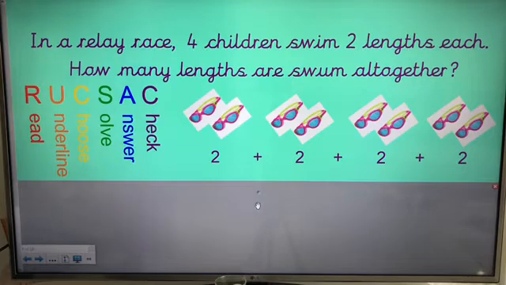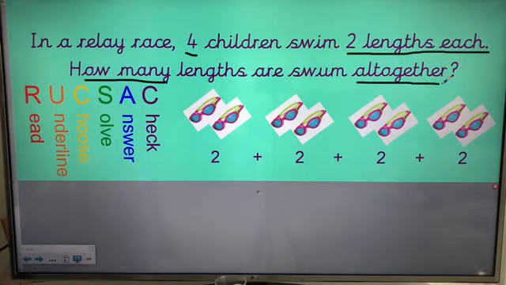Okay, let's get our pencil out then and underline the important parts. It doesn't matter that it's a relay race, that's not important to my maths, but it is important to know that there are 4 children and they each swim 2 lengths. And then we've got how many are swum all together. So we know we're going to be putting numbers together. We're either going to be adding or multiplying, and we know we're going to multiply today. So let's solve first of all using repeated addition.